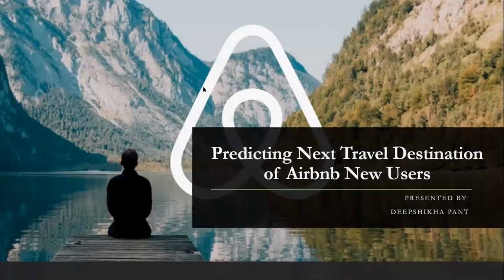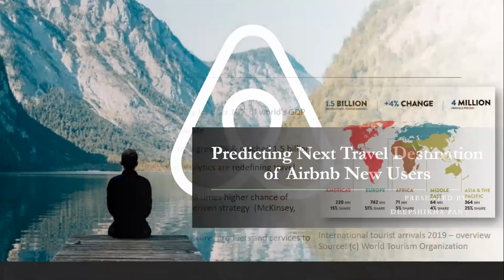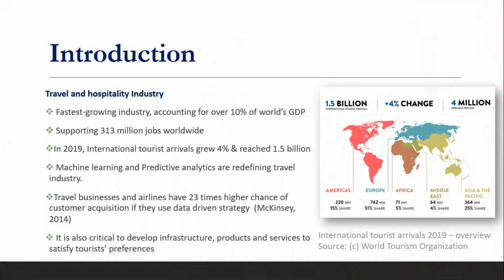Okay. So my project is based on predicting the next travel destination for new Airbnb users. Over the past several decades, international tourism has significantly increased, and the tourism industry is one of the fastest growing industries, accounting for 10.4% of the world's GDP, supporting 313 million jobs worldwide. It represents a major source of income, employment, exports, and taxes. As you can see on the right-hand side, according to the World Tourism Organization in 2019, international tourist arrivals grew 4% and reached the 1.5 billion mark.